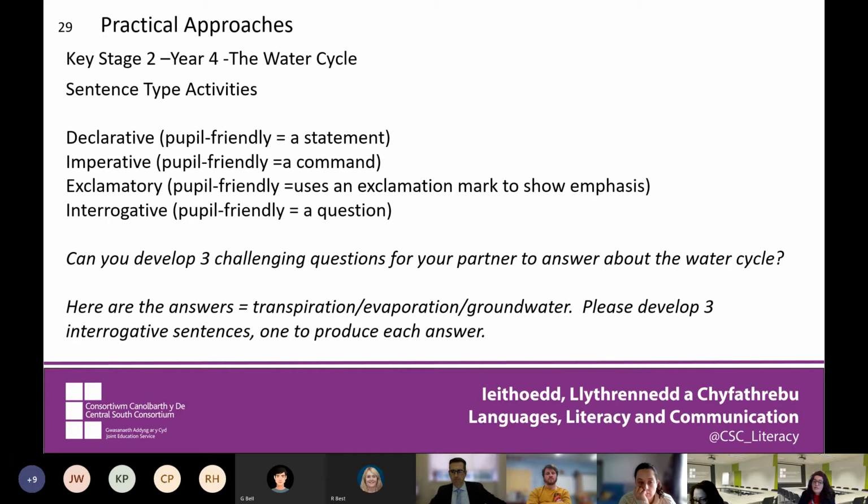Alternatively, you could give learners the answers to the questions and they need to formulate the question. For example, give me two complete questions that result in the answer evaporation. You can differentiate and make it harder by asking them to make their questions more and more specific. For example, what is the name given to the process in the water cycle in which moisture from the sea becomes a gas? So that's obviously more cognitively complex.